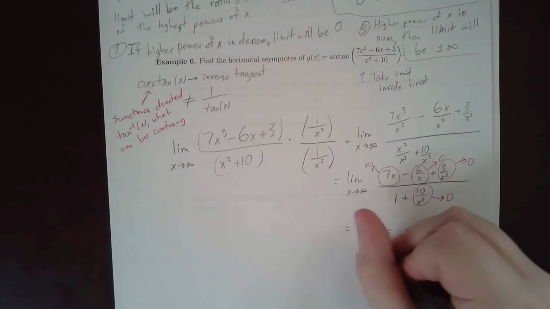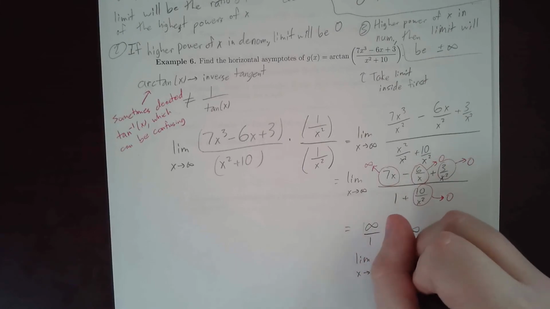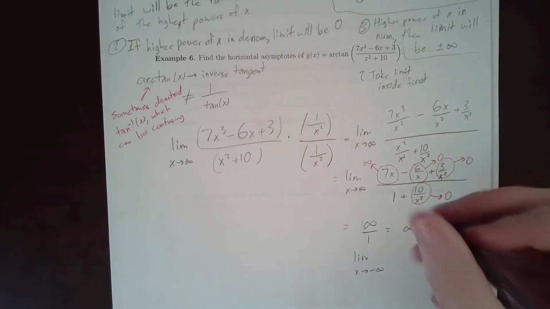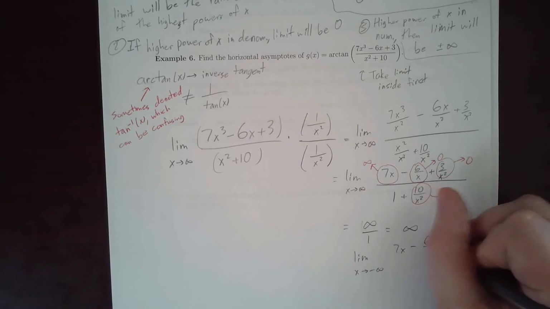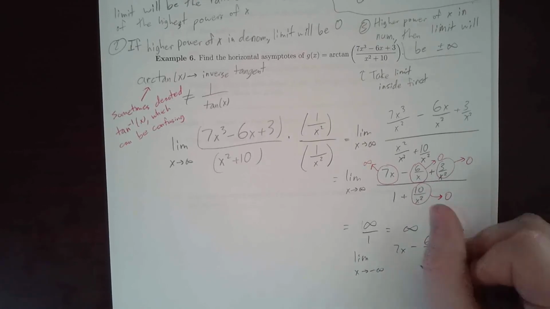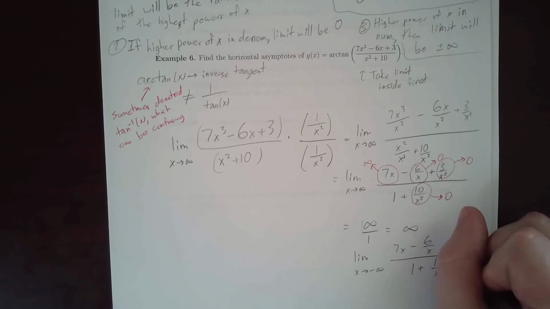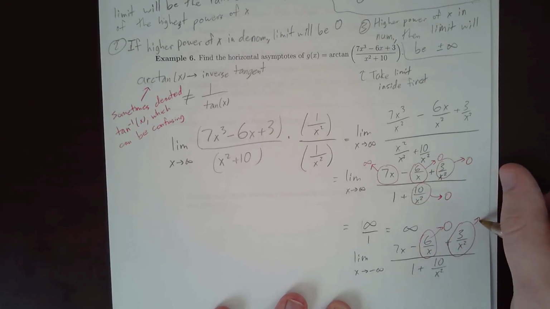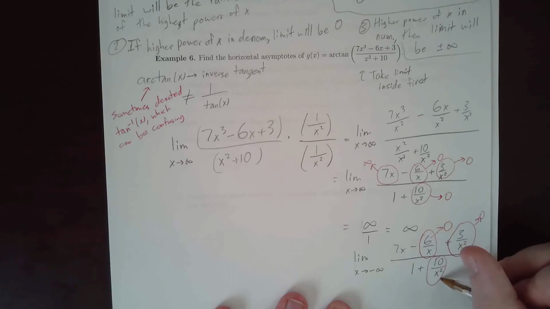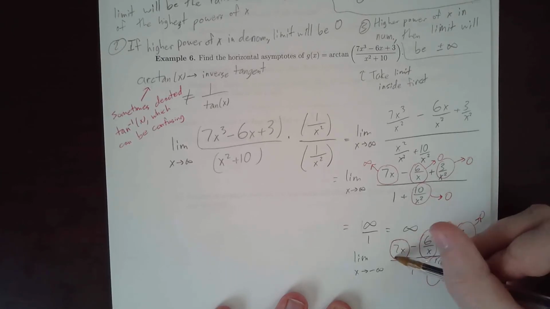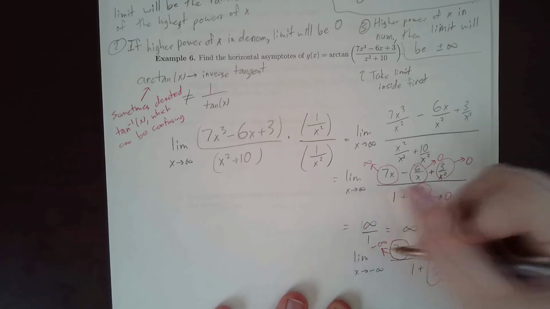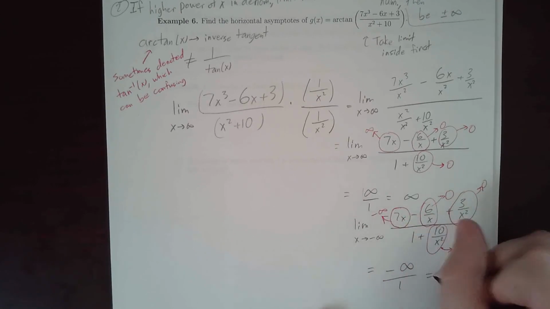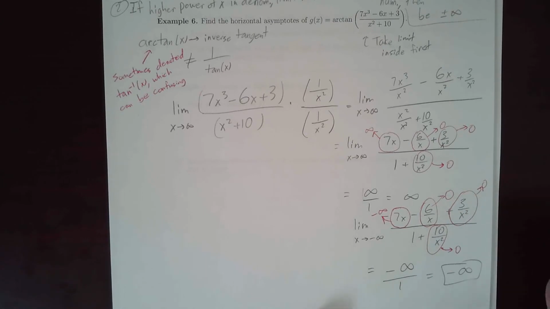If we wanted to take the limit as x approached negative infinity of this same thing, we'll eventually algebraically get back to here. So we'll have 7x minus 6 over x plus 3 over x squared, divided by 1 plus 10 over x squared. And for most of the places, we'll have the same thing. This will become 0 again. This will become 0 again. This will become 0 again. The big thing that'll change is this will now be negative infinity, which means that we'll end up with negative infinity over 1, which is just negative infinity.